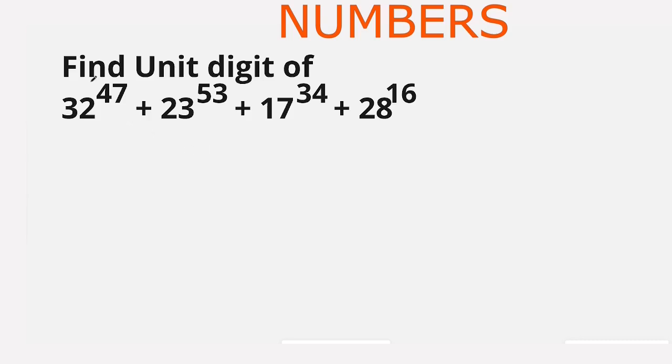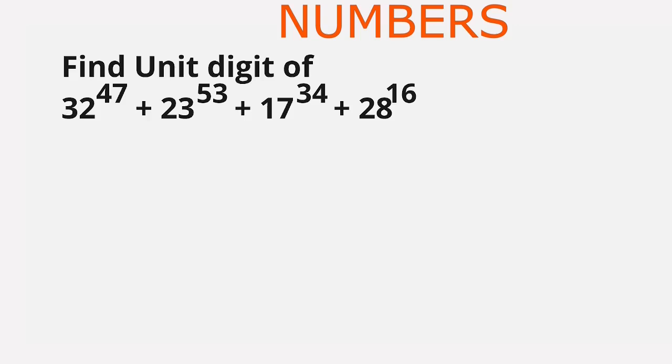The given example is: find the unit digit of 30 to the power 47 plus 23 to the power 53 plus 17 to the power 34 plus 28 to the power 16. Now we have to use the concept which I have already explained, that after every fourth power of 2, 3, 7 and 8, the ones digit, or the digit at ones place, repeats itself.